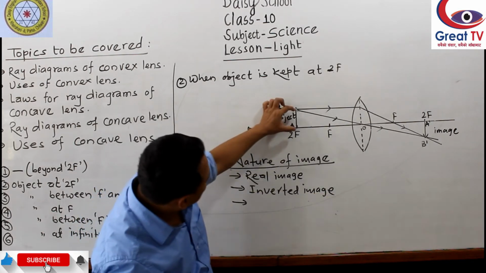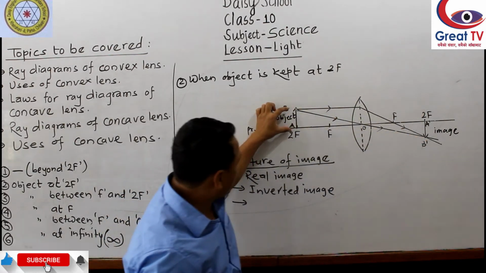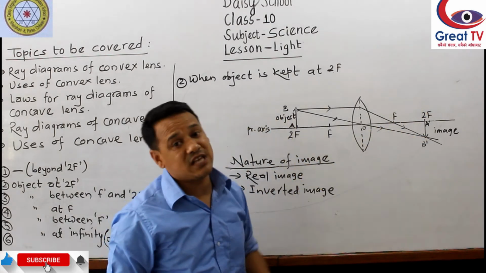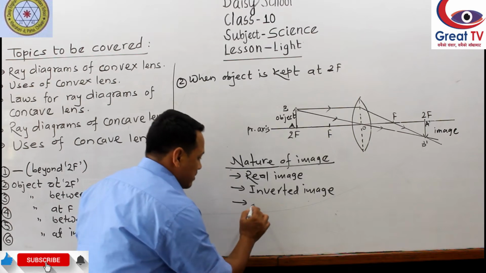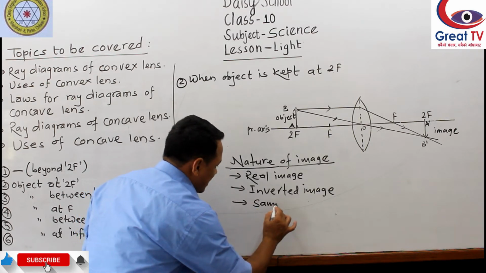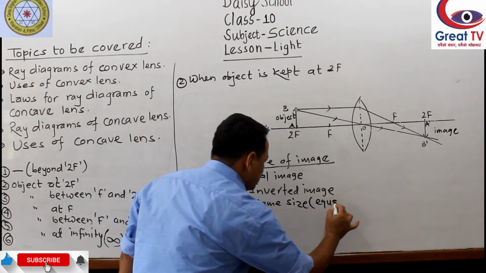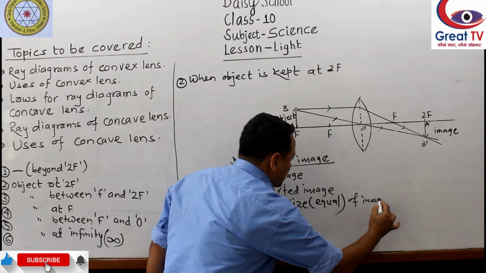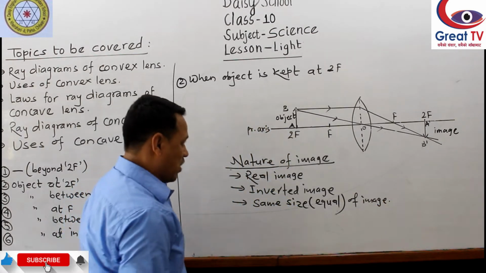Now size. Look, this is the size of the object and this is the size of the image. Size of object and size of image are both equal. So the image is the same size, or equal size to the object.